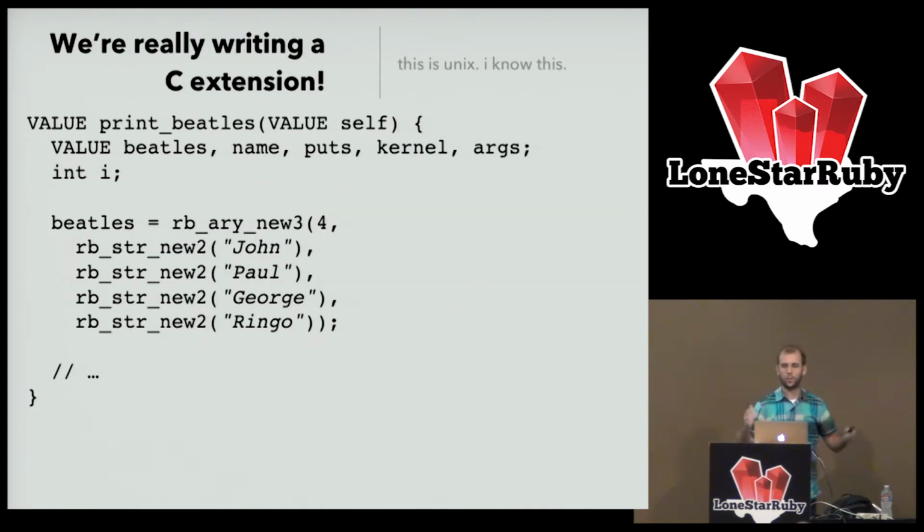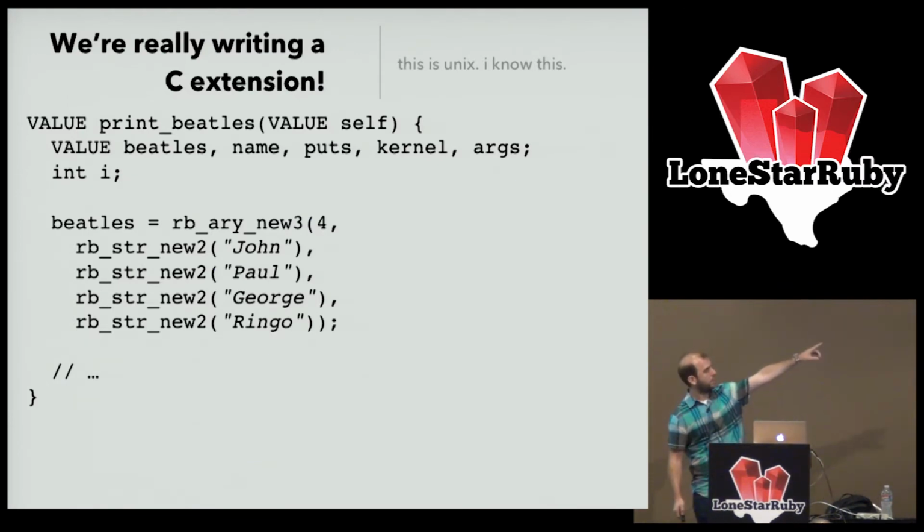So now we're really writing C extensions. We're into it now. This is going to be our singleton method. It takes the self object, which is the beetles module, and it's going to return some Ruby object. So in the body, we pre-declare 5 Ruby objects: beetles, name, puts, kernel, and args. And then we have a loop counter we'll call I.